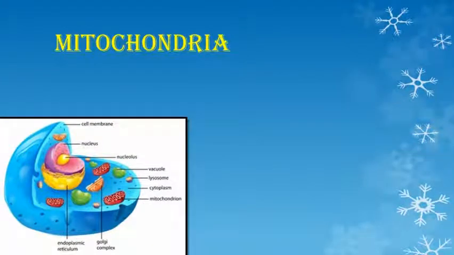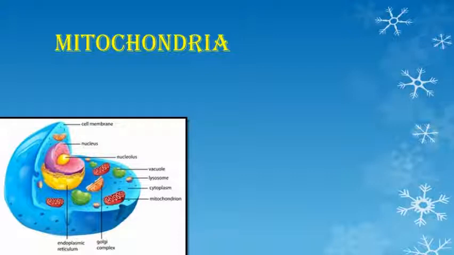So students, the energy required by the cell is produced in the mitochondria. This is also known as the powerhouse of the cell, where the energy required for the cell is produced. Now we will see the structure of a mitochondria.